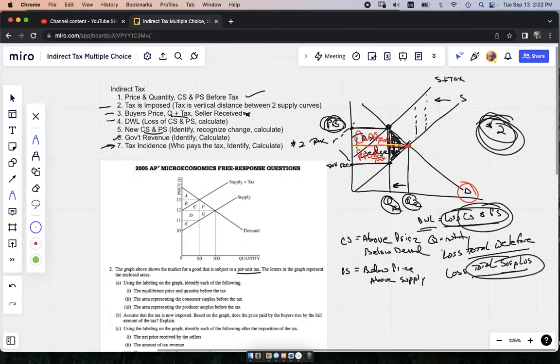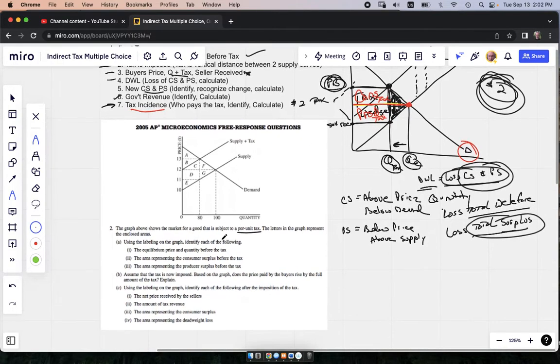Now, again, the way you find that is you go to the old equilibrium point, and all you have to do is draw a line straight across, and you can kind of see that area of consumer and producer tax being paid, or tax incidence, like they call it. Okay, and obviously we could calculate that area too if we needed to. Let's go ahead and do number 2, 2005 here.